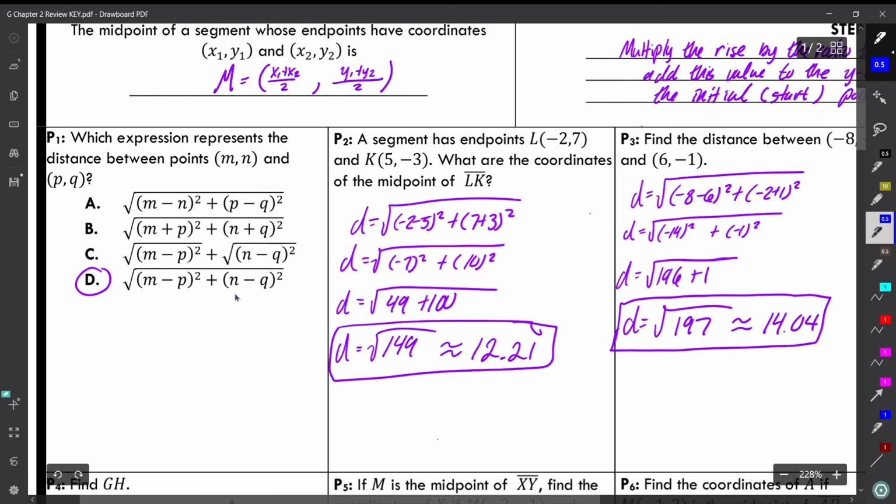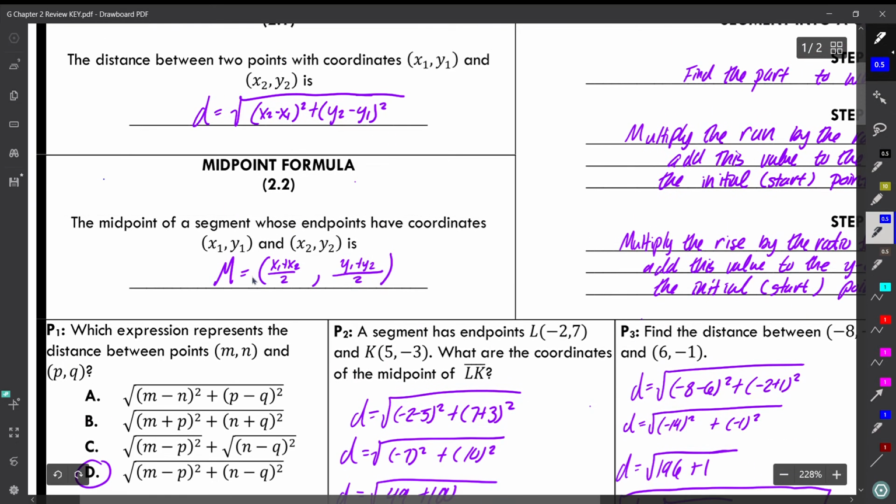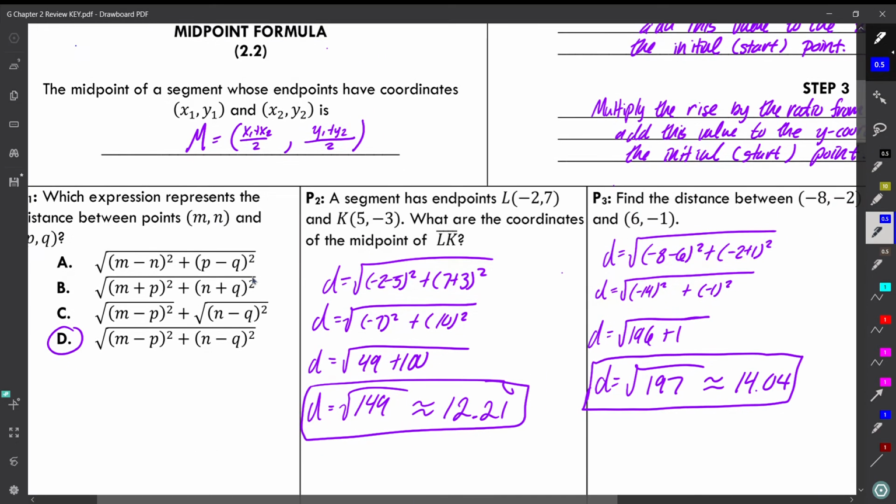And the only one that does that, that's not C, is D. Okay, and it works out as well. You look at the N and the Q; those are your y coordinates, and you subtract them and square them. And that's all our distance formula is telling us to do.